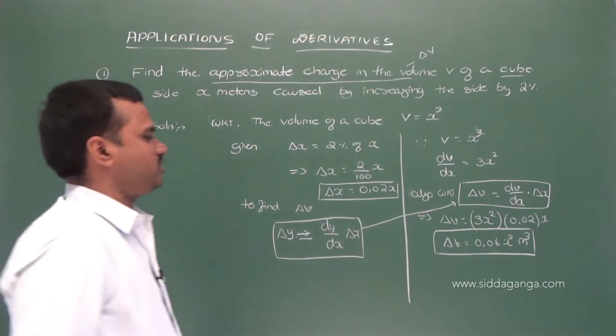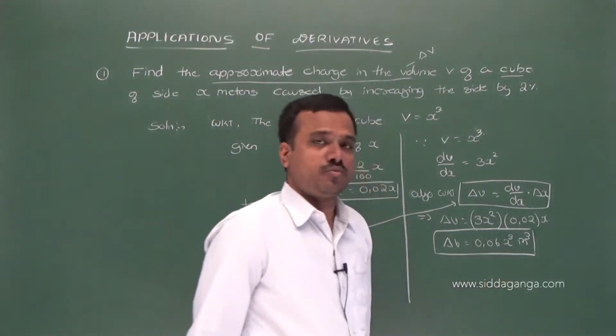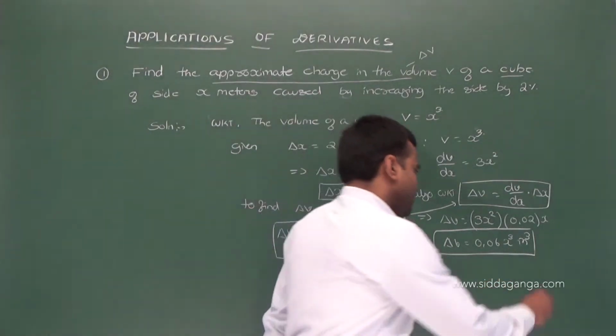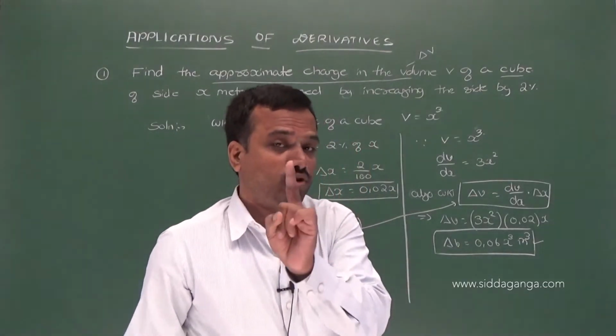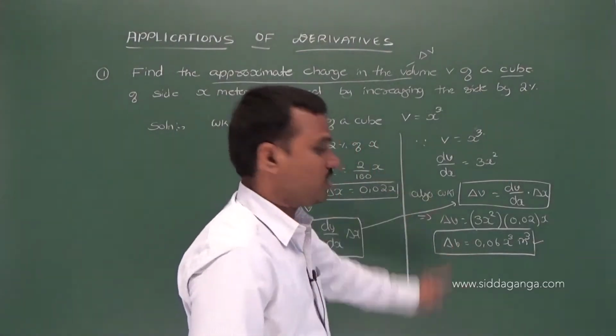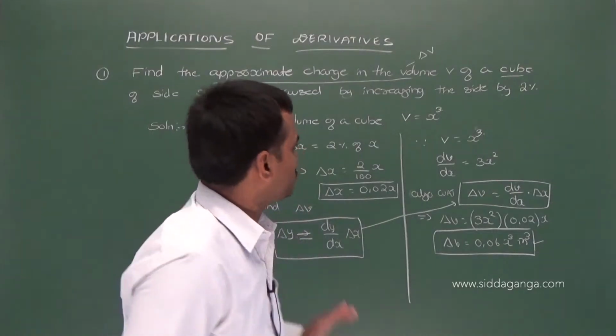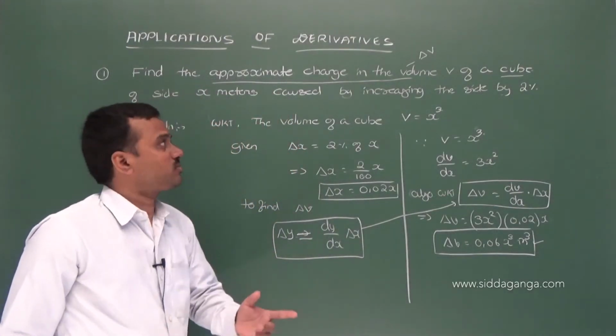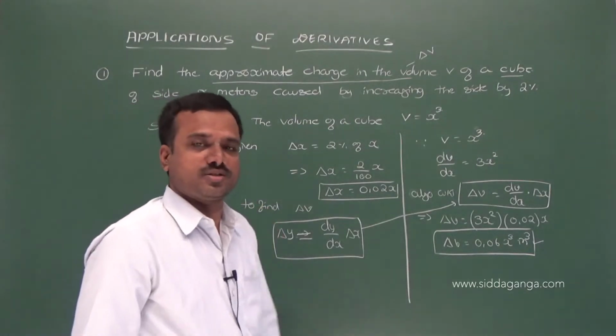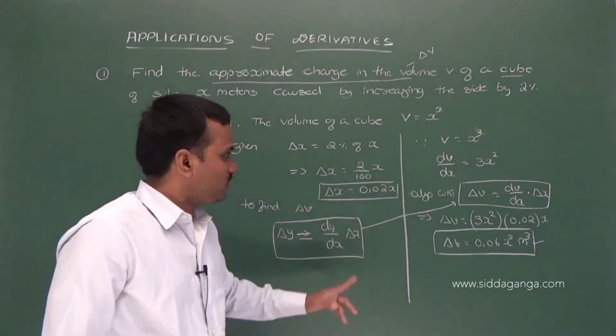So 0.06 x cube, and here, very important, we have to write the unit. If you don't write the unit, 1 mark will be cut. Clear? So see the problem. This is another type of problems in approximations. Second type. Okay now, one more problem.